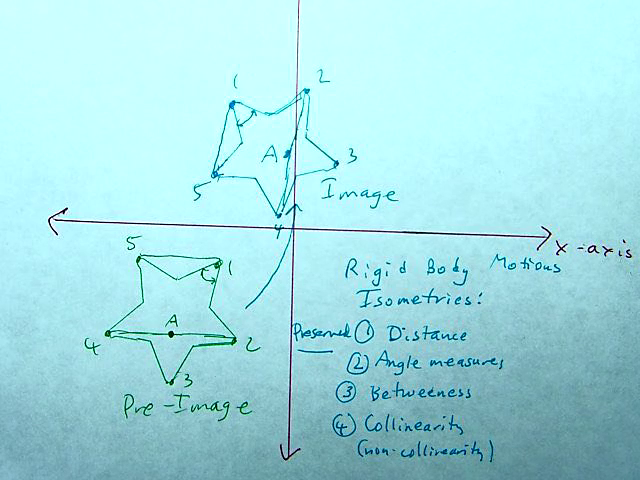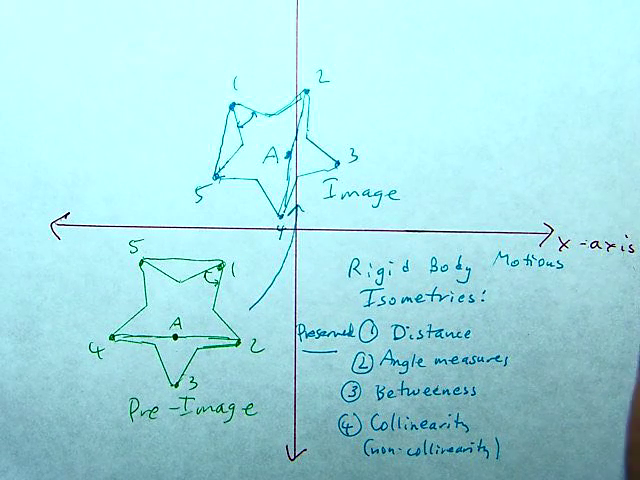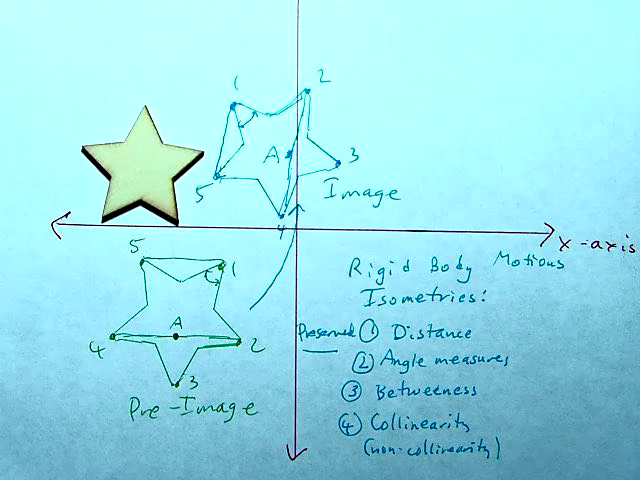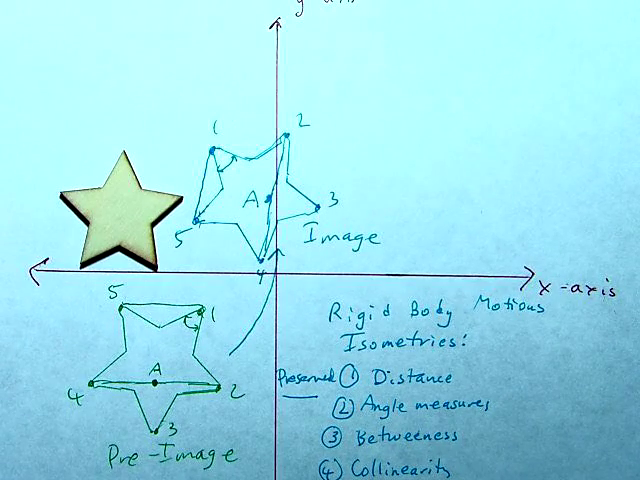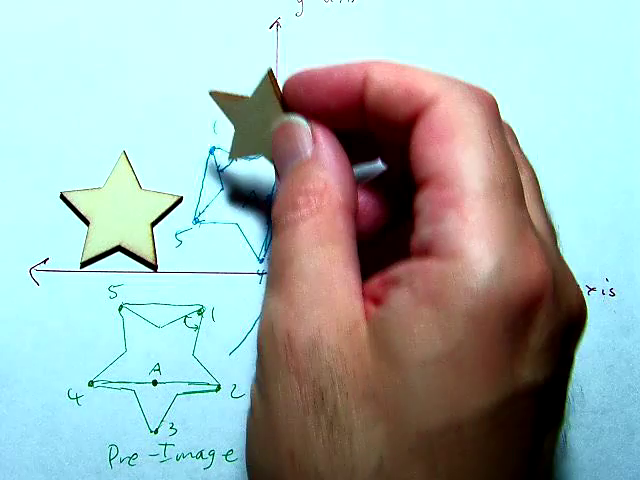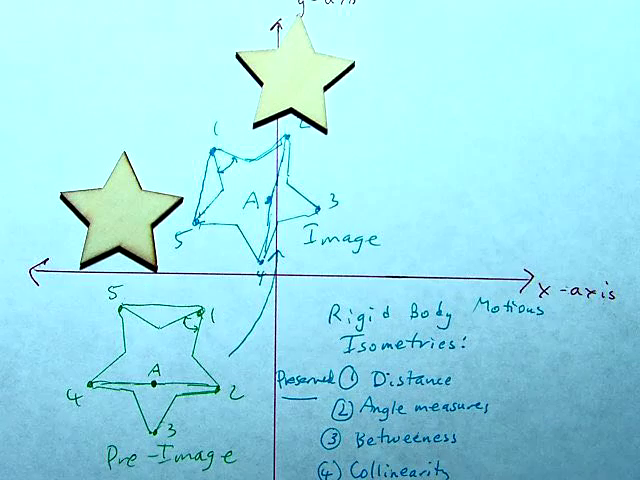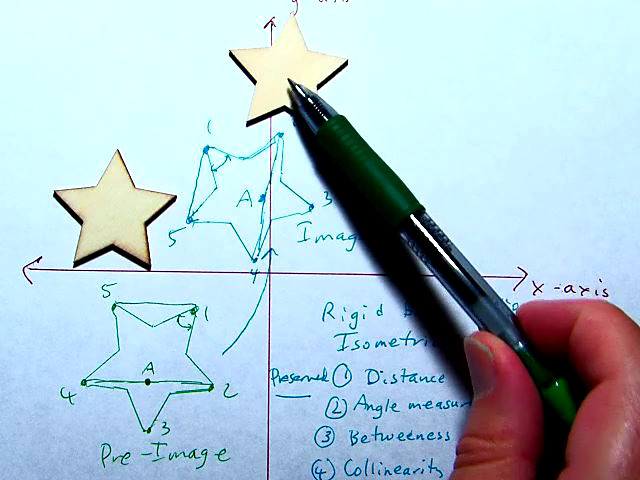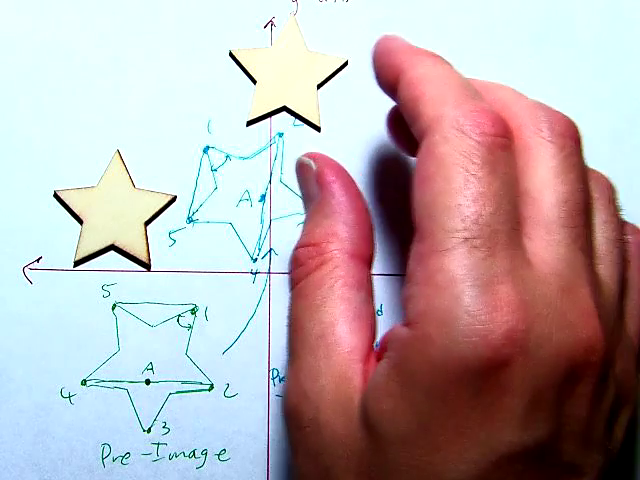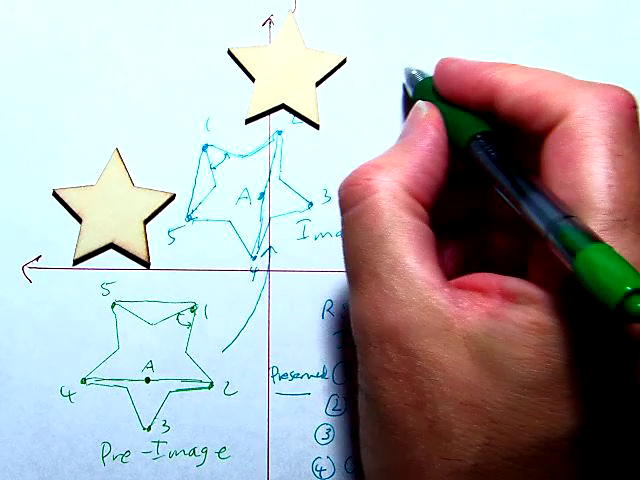Well, what kinds of rigid body motion or isometries do we have? Let's go back to the example of our wooden chip. Okay, so let's say this is a pre-image of our wooden chip. And let's say that this is the image of our wooden chip. So we've started with this, and we've ended up with this. This is an example of one of the types of isometries. It's called a translation.